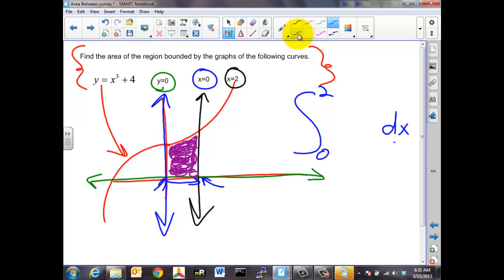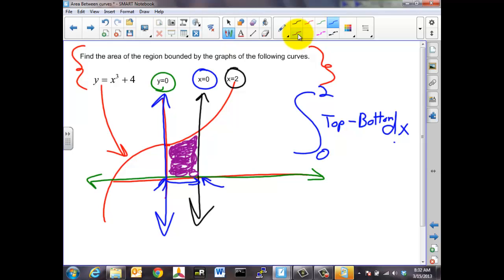Now, here's where I want you to just start thinking. Anybody got an idea of what to put in here? X cubed plus 4. Right. I'm going to put something a little more generic because I want to get this ingrained in your head. It's top minus bottom. Top minus bottom.